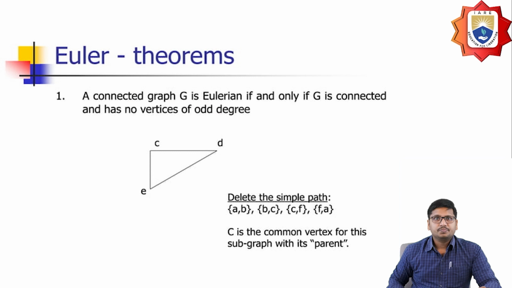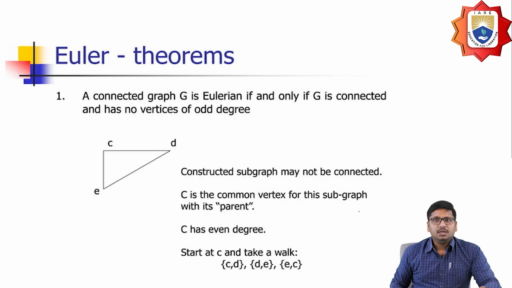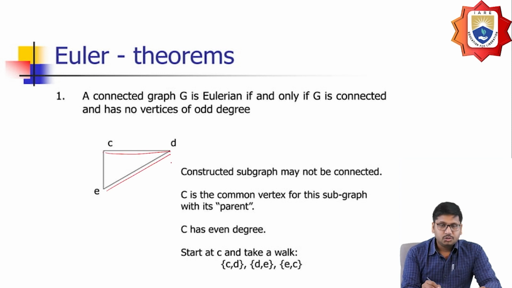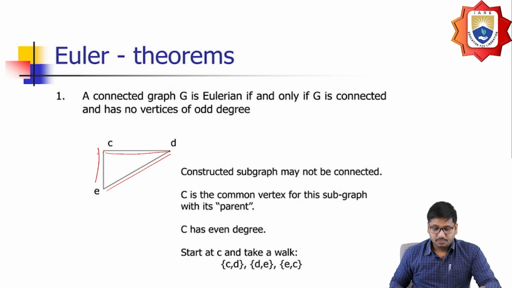Similarly, delete the path, the simple path. So what I said is A, B, B, C, C, F, and F, A, and C is the common vertex of the subgraph with its parent. So construct a subgraph that may not be connected, where C is the common vertex with its parent, and C has even degree. So start at C and then take a walk. So I'm going to do it like this: C to D, D to E, and then E to C.